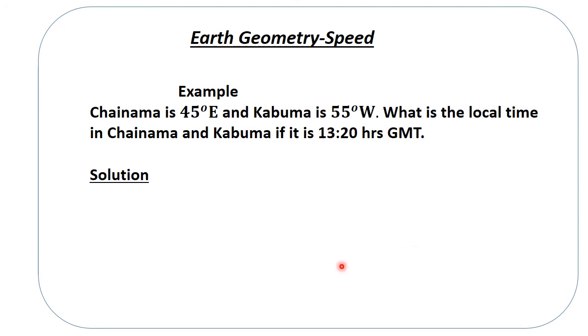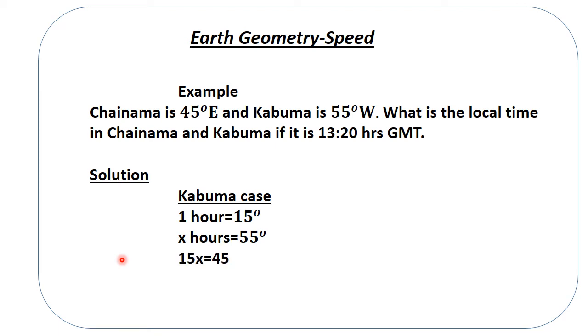We go to the Kabuma case. For the Kabuma case, it is at 15 degrees west. West we subtract. So again, we're going to see how many hours are equivalent to 15 degrees. 1 hour is equal to 15 degrees, x hours is equal to 55. When you cross multiply, we're going to get 15x equals 55. Before we divide, I'm just showing you that here I did x times 15 and 1 times 55. That's how I got 15x equals 55. So now I can divide by 15 on both sides. I'm going to get 3.67 hours.